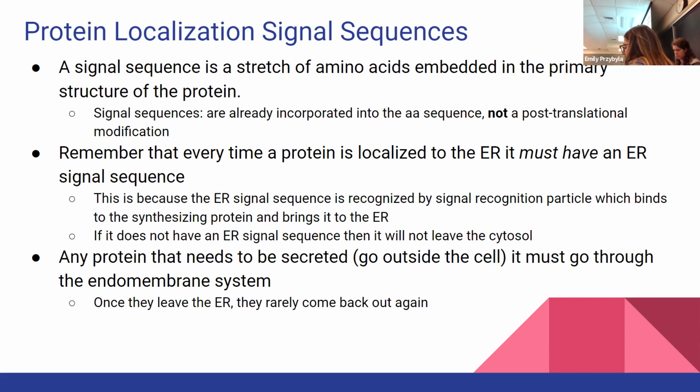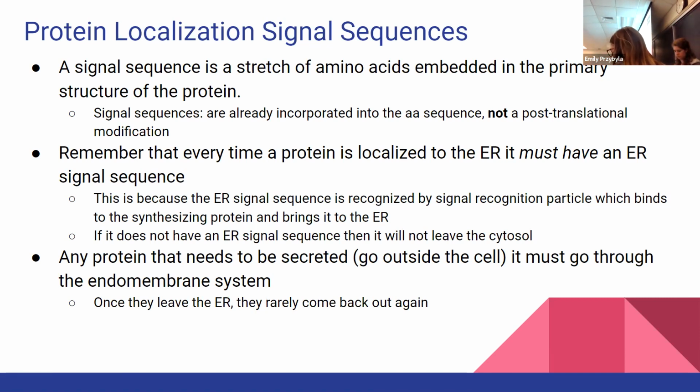So when a protein is localized to the ER, it has the ER signal sequence, which is also called the ER import sequence. This import sequence is recognized by the SRP, which is the signal recognition particle. And that binds to the synthesizing protein and brings it. So what's happening essentially is as the protein is being synthesized by the ribosome, the N-terminus comes out first. And at the very N-terminus, that's where the import signal sequence is. So the SRP will bind to that ER import signal sequence and bring the ribosome along with the protein that's currently being translated to the membrane of the ER.